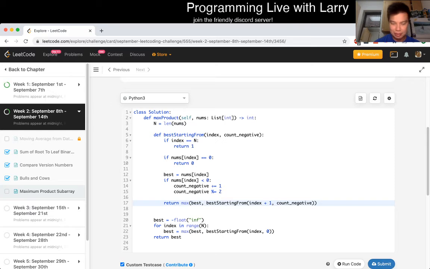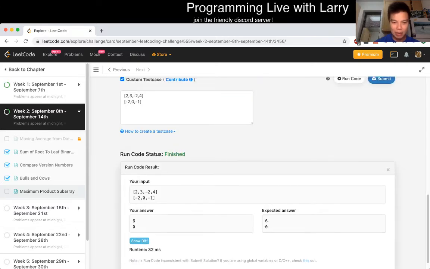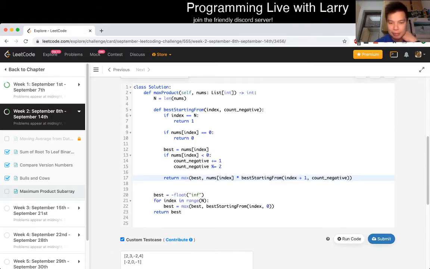This is num sub index times this. Oops. Didn't even do any. I forgot that one critical step. Okay, there we go. Yeah, so that's why you check your answers. But the reason is that this is basically the transition. I focused on transition, but I forgot about the cost.